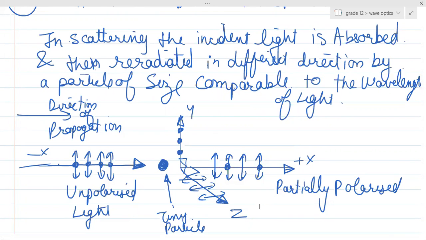So these are your three different methods for polarization. Clear, guys? Is it clear? Yes, sir. Okay.